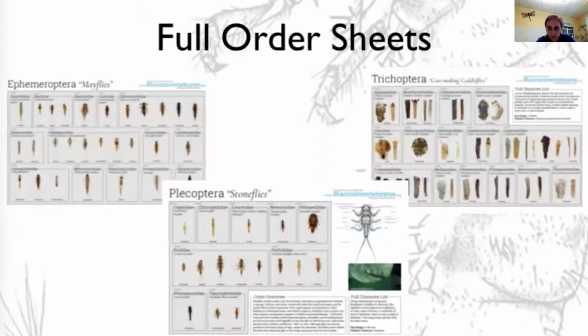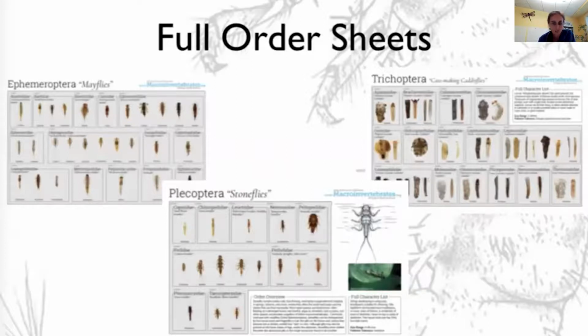These full order sheets are focused on the EPT, what I call the 3 most wanted, 3 most sensitive orders to focus on, and most diverse too, except we don't have the diptera. We should probably make one for them too. But we have the mayflies, stoneflies, and the caddisflies. Some are 1 page, some are 2 pages. They have the major features of the body parts.